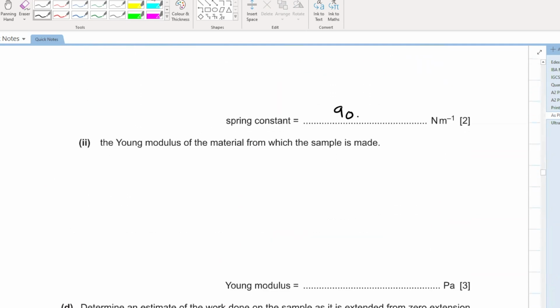Very, very easy. Do you remember the formula of Young's modulus? Young's modulus is equal to FL over AE. If you realize, this F over E can be replaced by what? This can be replaced by the spring constant. Spring constant into the length divided by the area.